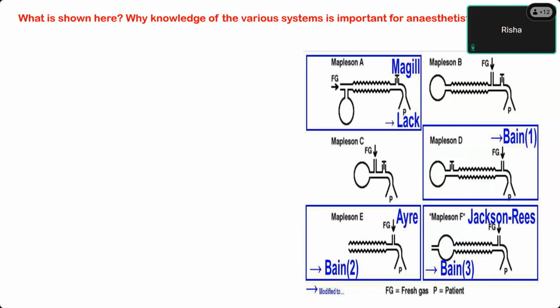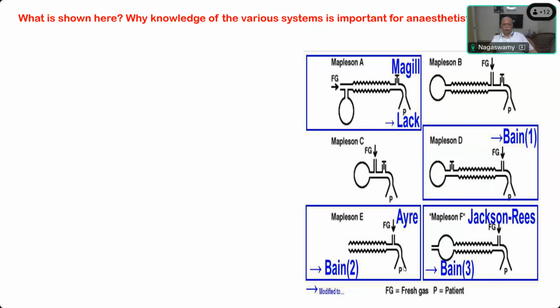Instead of an APL valve, there is an opening at the end. That is called the open tail reservoir bag. This is called the open tail. That is the original description by Jackson Rees, because if you look at this Ayre's T-piece, there are no valves like this. What you find in the other four circuits, there is no valve at all in the Ayre's T-piece.